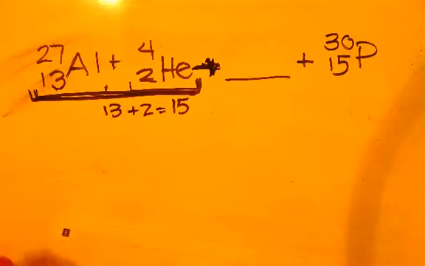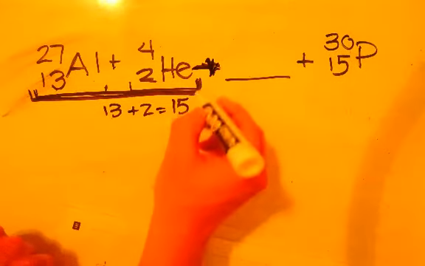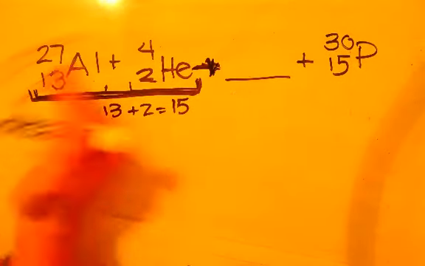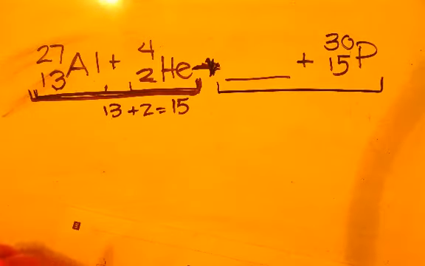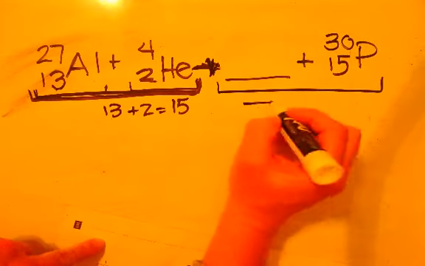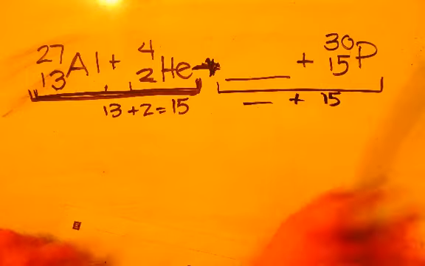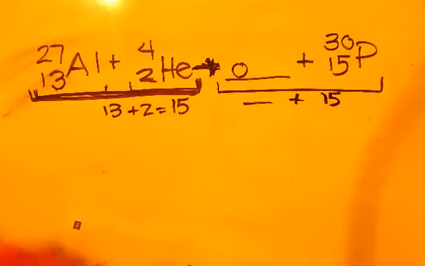Notice that that arrow is always going to kind of cut our equation in half. Well, if I have 15 protons on this side of the equation, that means I must also have 15 protons on this side. So what number plus 15 equals 15? 0. There has to be a 0 right there.